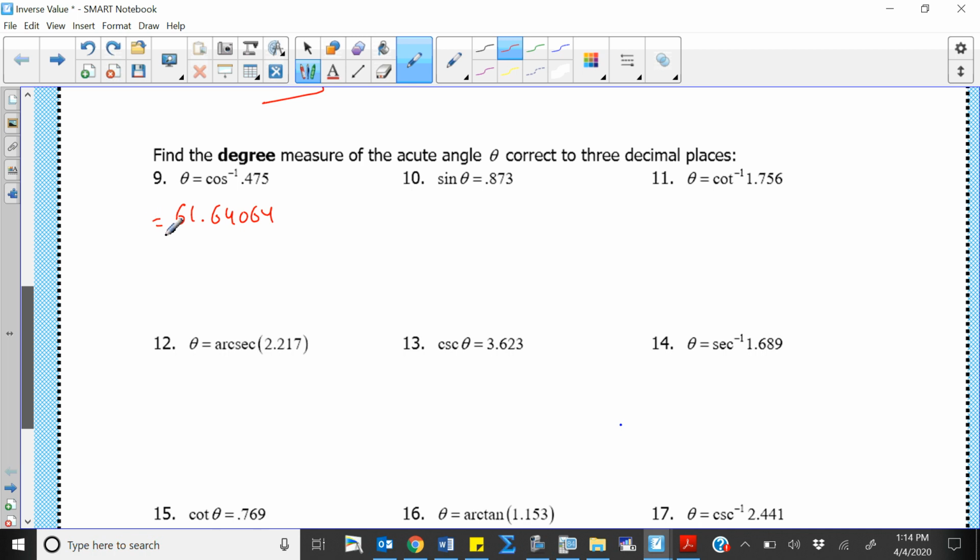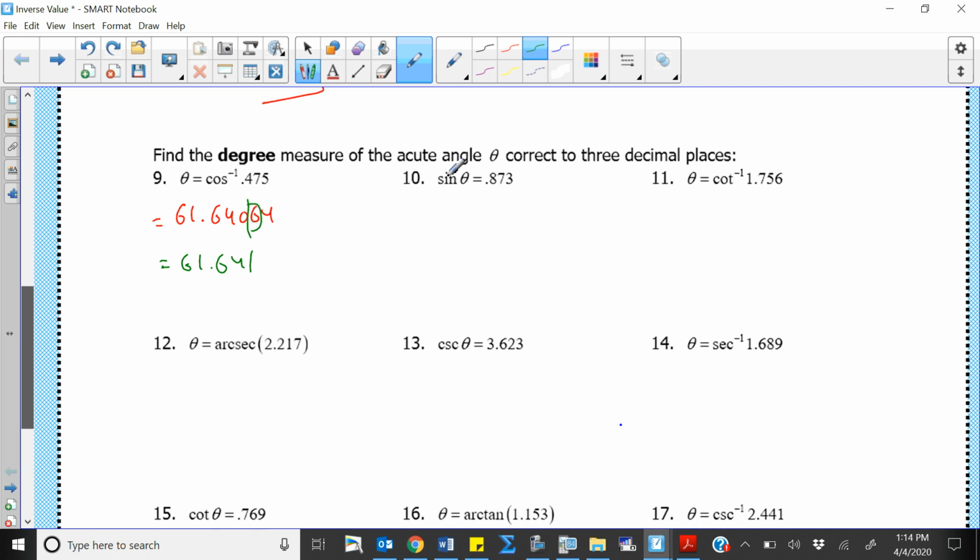61.64064, and then I round this, it will be 61.640. I'm sorry, 641, because this number is closer to 10, so I add 1 to this one.